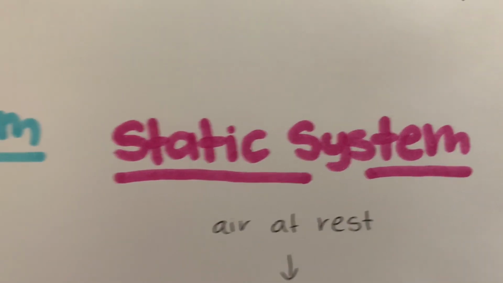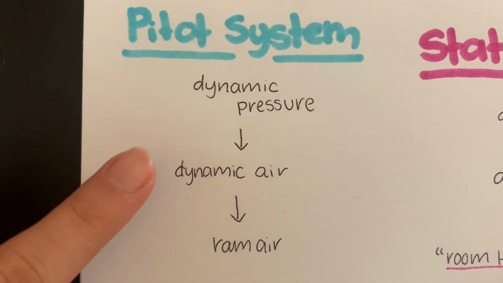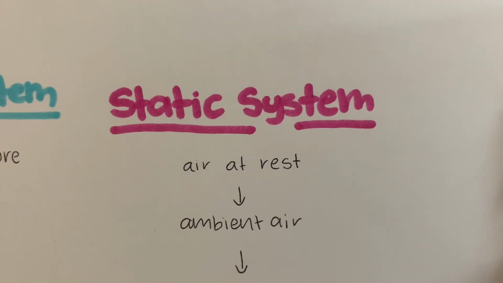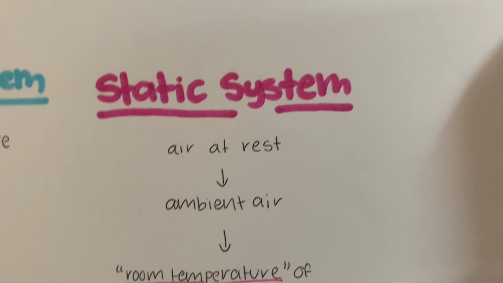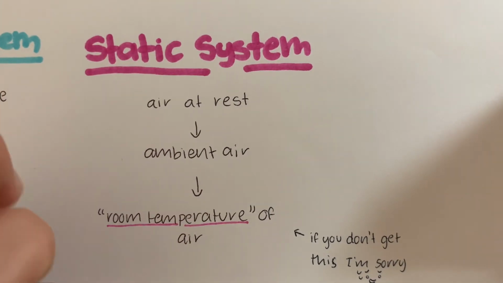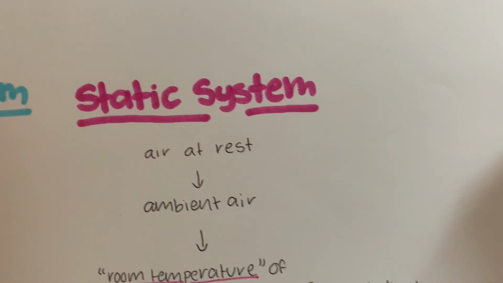The pitot system measures dynamic pressure, also known as dynamic air, and also sometimes called ram air. Meanwhile, the static system measures static air, which is literally just air at rest, ambient air, and if you will, the room temperature of air, which is essential to measuring the dynamic pressure correctly.